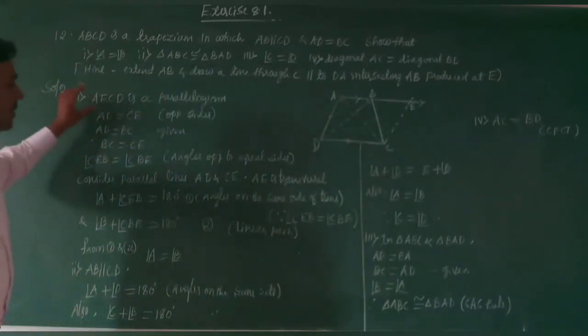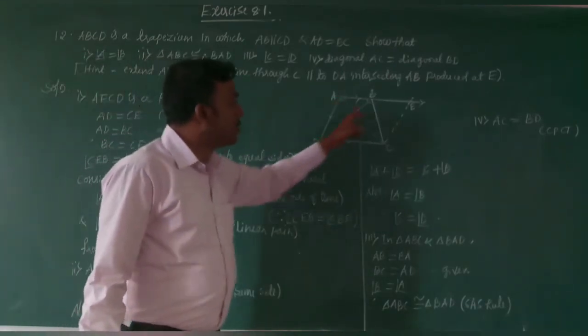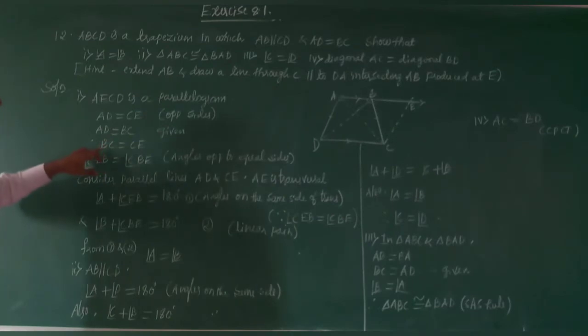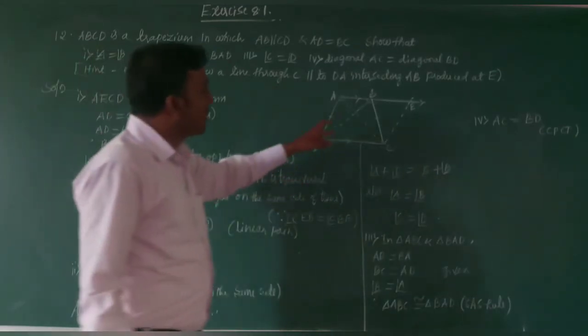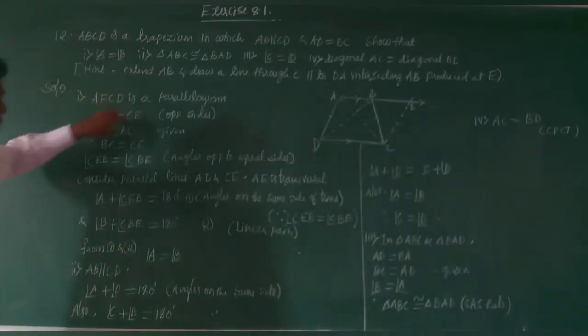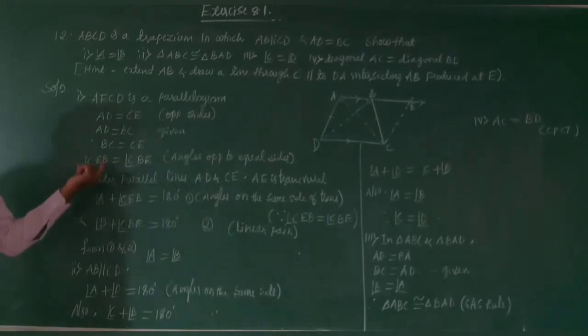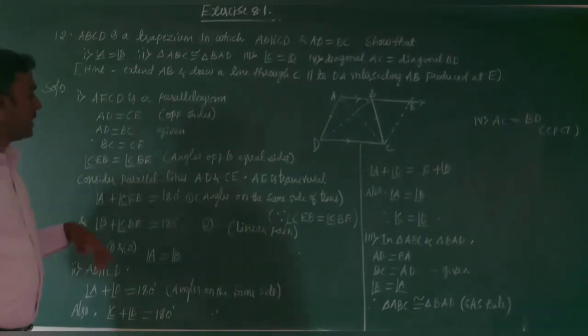Because opposite sides of a parallelogram, AD is equal to BC. It is given already. BC is equal to CE, because AD is equal to CE and AD is equal to BC. So CE is equal to BC by these two. Therefore, angle CEB is equal to angle CBE.